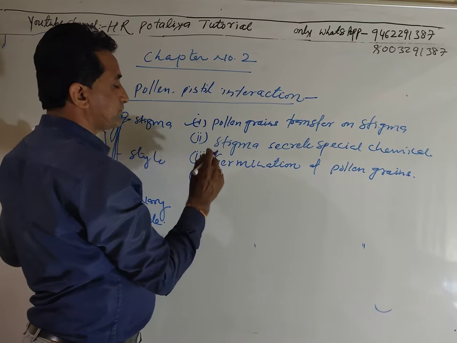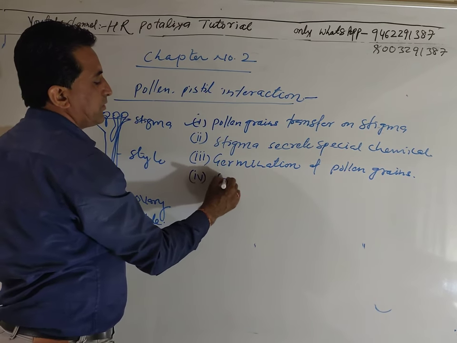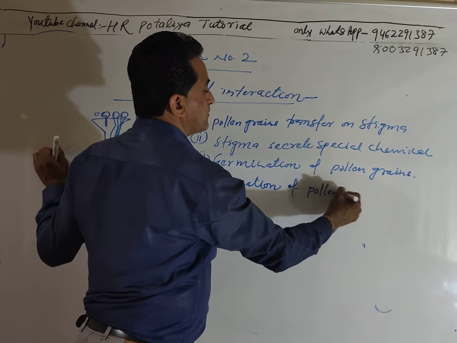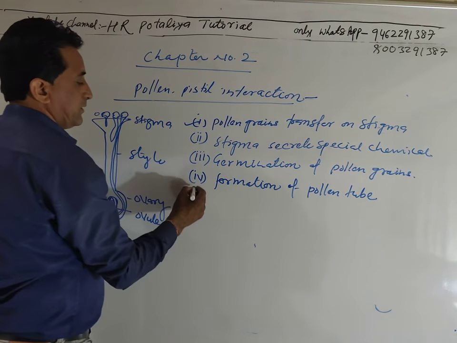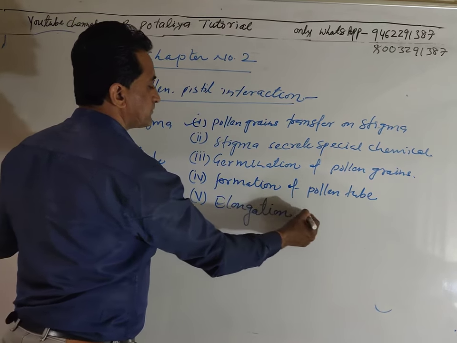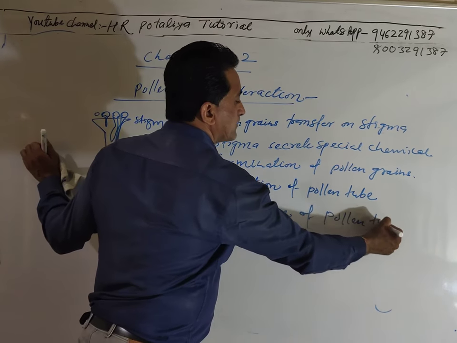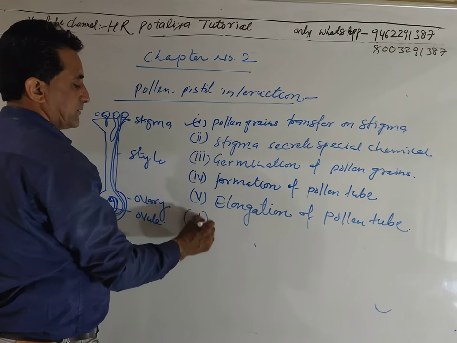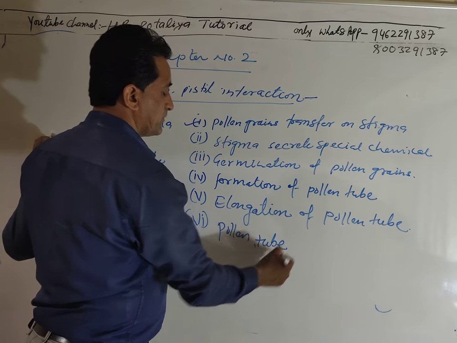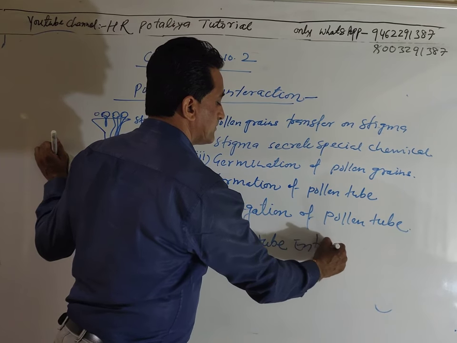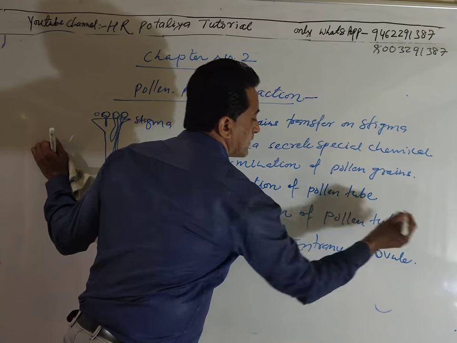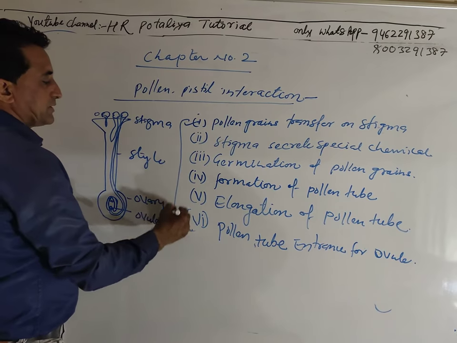Number four, after germination of pollen grain, formation of pollen tube. Number five, elongation of pollen tube. And lastly, number six, pollen tube entrance for ovule. That complete passage is known as the pollen pistil interaction.